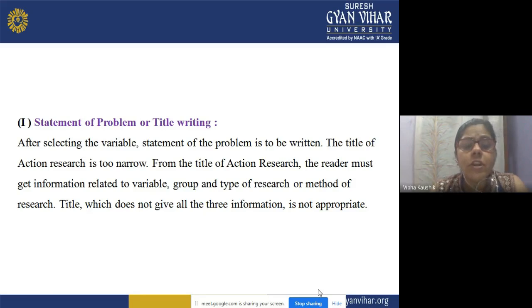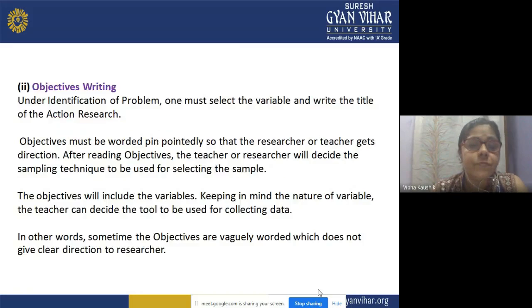A title which does not give all three pieces of information is not appropriate, means the title should give the information related to variable, group, type of research or method of research which you are adopting for that particular research. If the title is not giving all this information, then we will say that this title is not appropriate, and we have to reframe the title again.